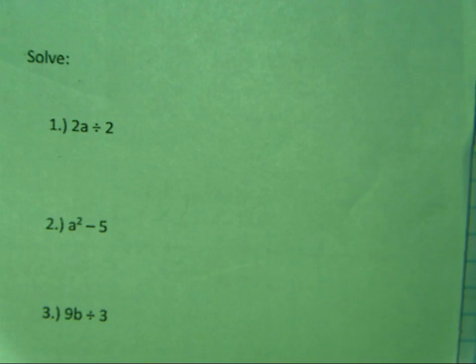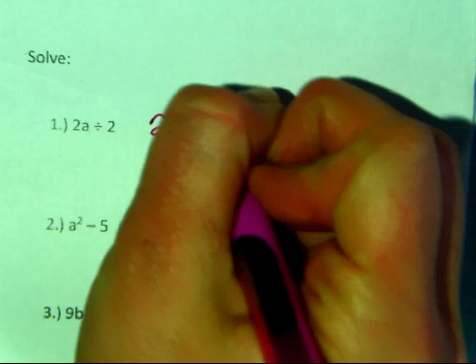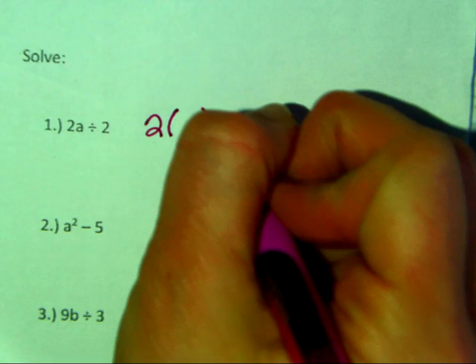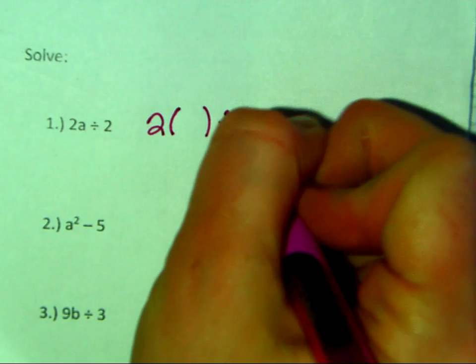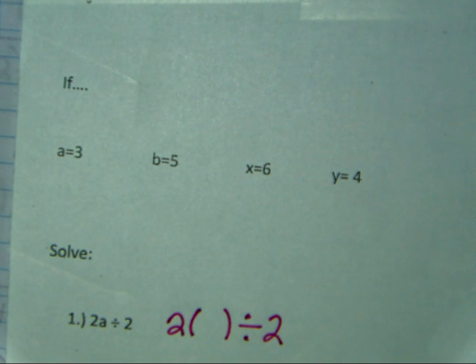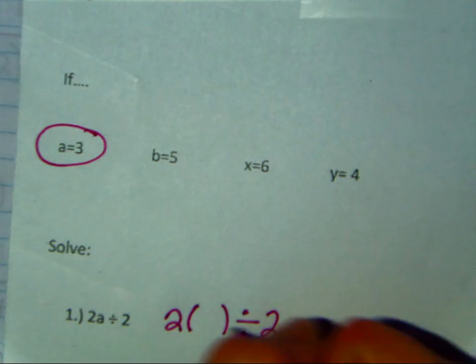We have 2A divided by 2. We're going to start by rewriting our expression. 2 and leaving a space for that variable. Divided by 2. Then I'm going to go up above and I'm going to say, okay, well, what is the value of A? Well, my code tells me that my value of A is what, class? 3. It's right here. So I'm going to plug my 3 in.